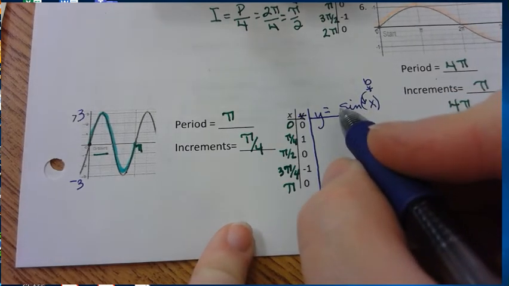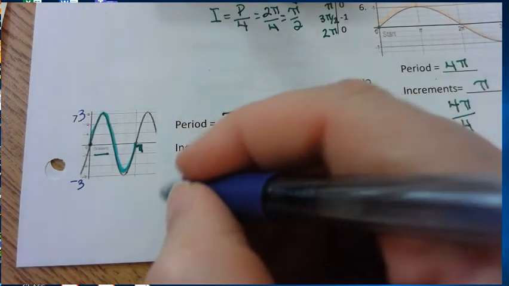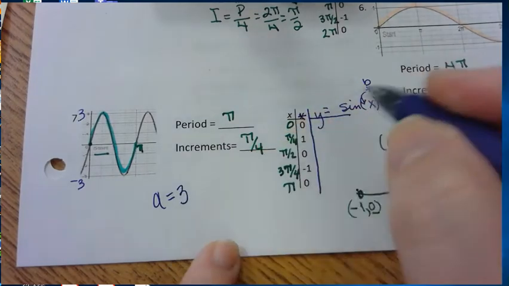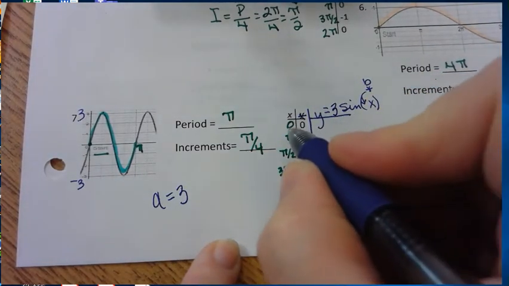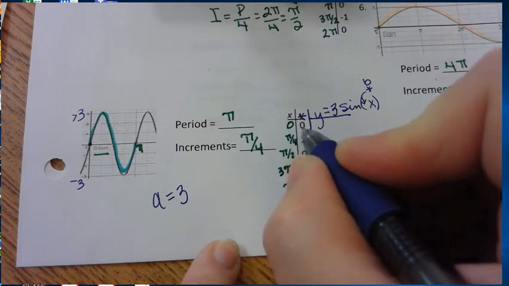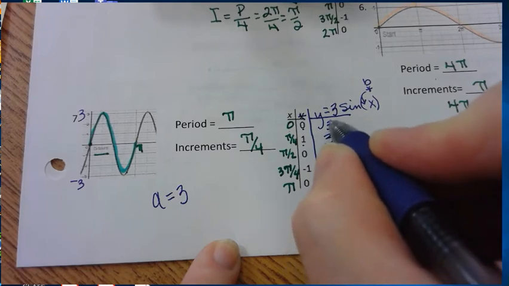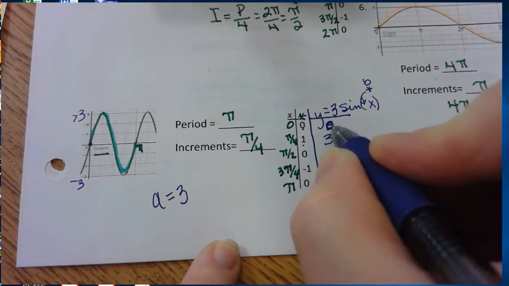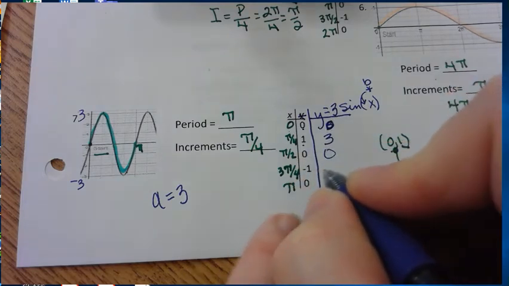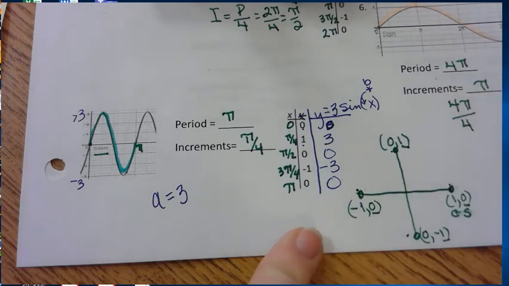So if I look at what we're multiplying sine by, this reached 3 and bottomed out at negative 3. In other words, a is equal to 3. So I'm going to put a 3 right there, and that means I'm going to be multiplying this by 3. 3 times 0 is 0. 3 times 1 is 3. 3 times 0 is 0. 3 times negative 1 is negative 3. 3 times 0 is 0.